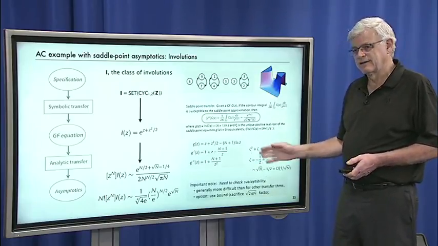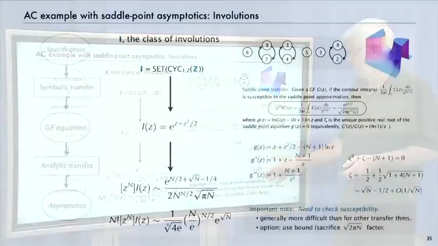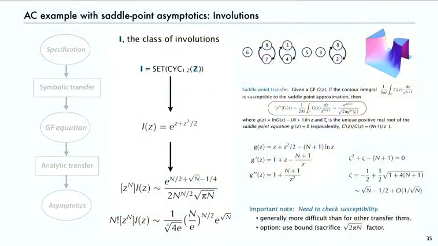Now again, you have to check suitability or give up on the square root of 2 pi n factor.